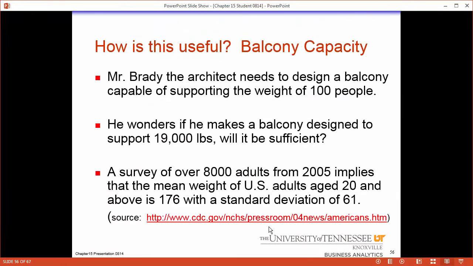Okay. So let's look at this in practice. What does this mean to us? Well, if we're building a balcony, we don't want that balcony to fall apart. And think about this.